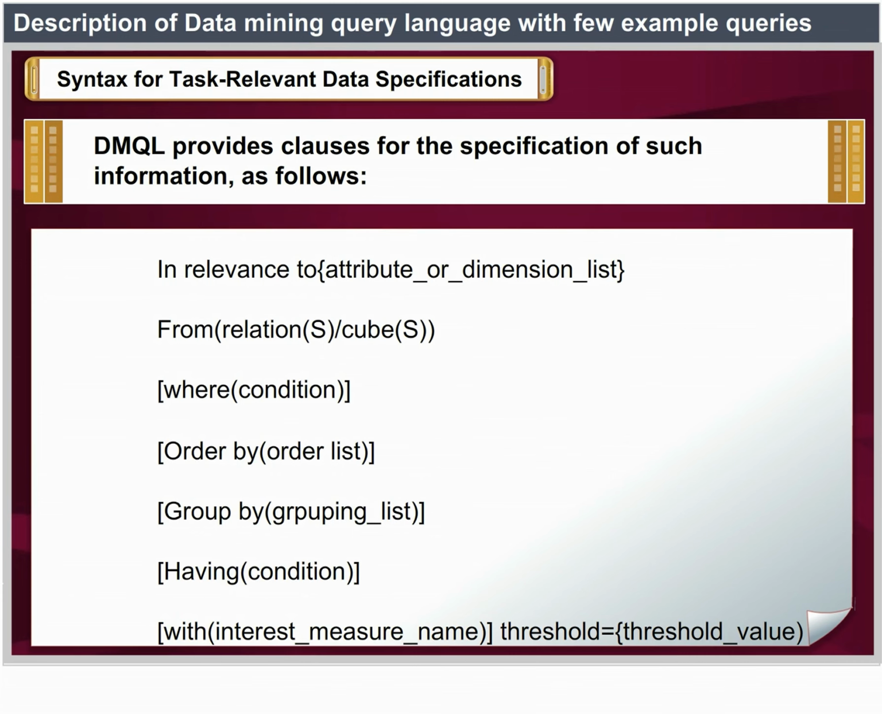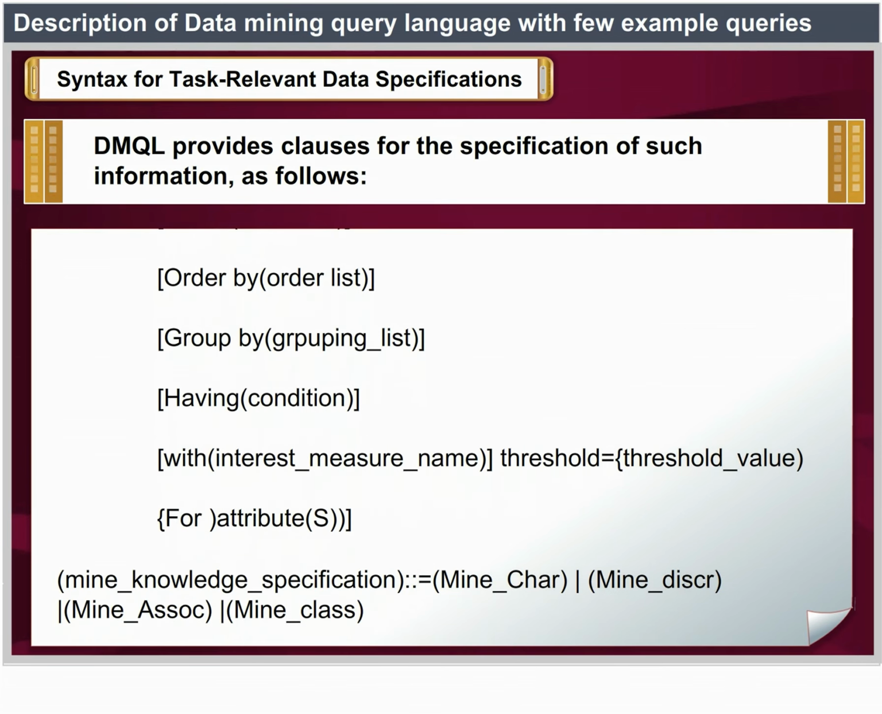Order by order list. The order by clause specifies the sorting order of the task-relevant data. Group by grouping list. The group by clause specifies criteria for grouping the data. Having condition. The having clause specifies the condition by which groups of data are considered relevant.